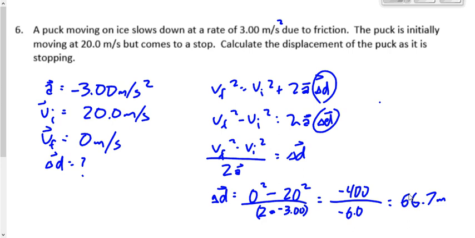Oh, did I? Well, it shouldn't be negative. That would be silly, because the puck doesn't go backwards, right? And negative means the puck goes backwards, right? Number 7.